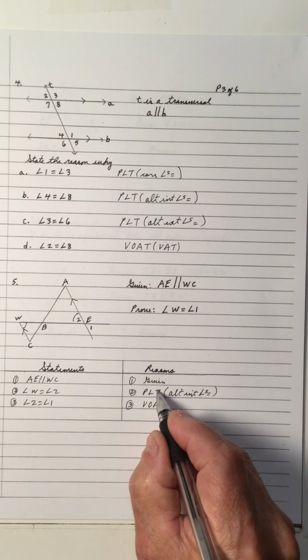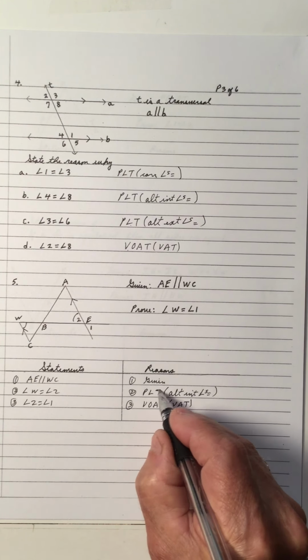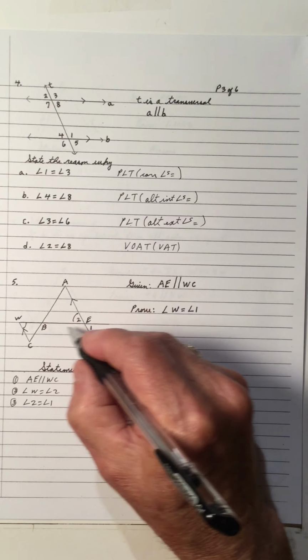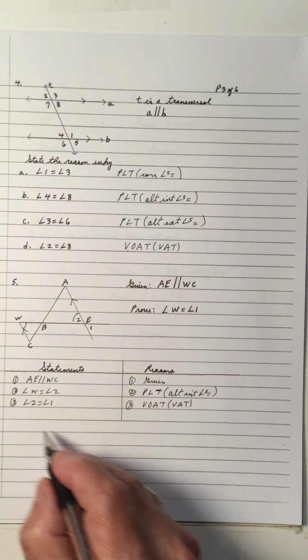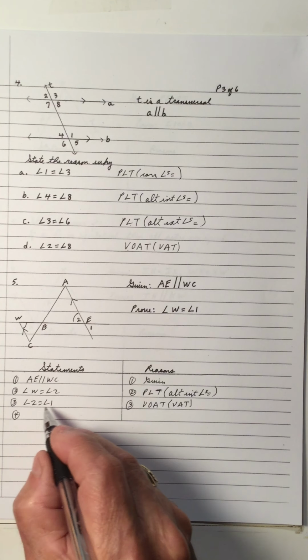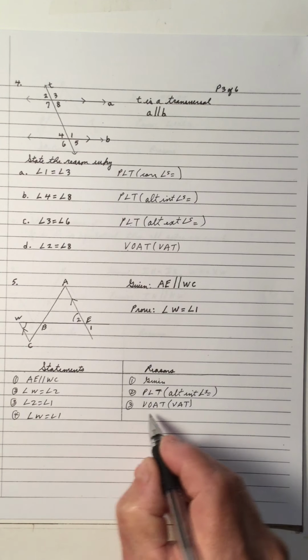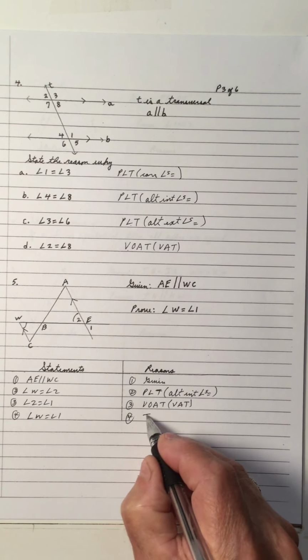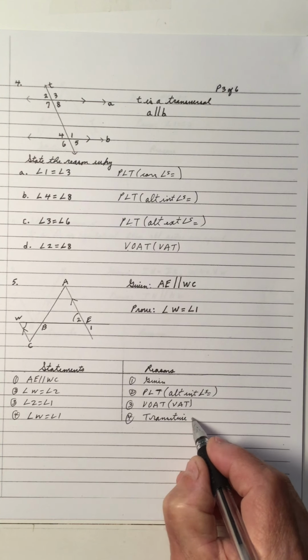Number 3, we have angle 2 equal to angle 1, VOAT, vertically opposite angle theorem, or VAT. Again, repeat, if two lines intersect, the vertically opposite angles are equal. And that means we have W equals 2, 2 equals 1, so angle W equals angle 1 by transitive property of equality.